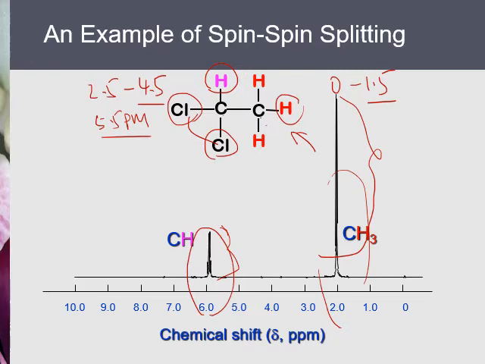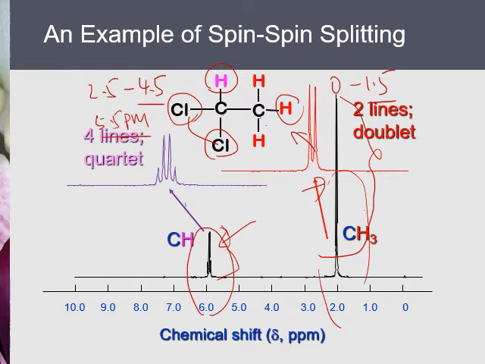Now there's one thing that looks strange, and that is those peaks don't look like simple peaks. If we enlarge them, you will see the one at 6.0 has 4 lines, which is called a quartet, and the one at about 2.0 has 2 lines, which is called a doublet. What caused this splitting? We're going to explain in the next slide.